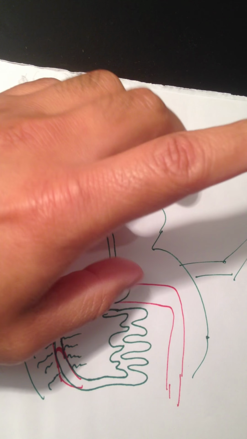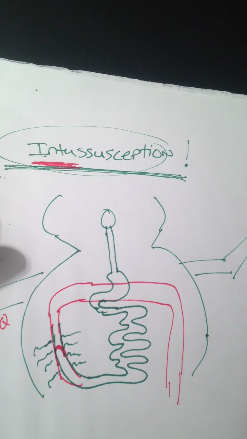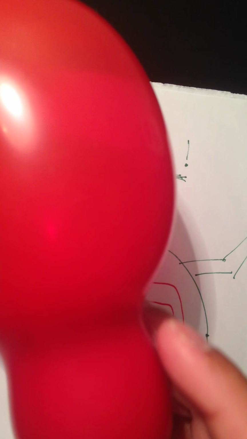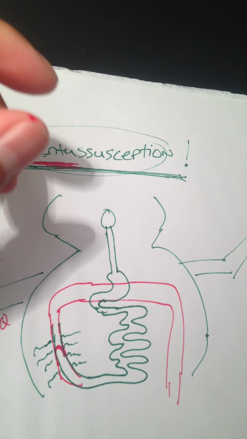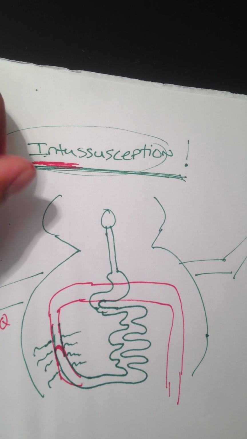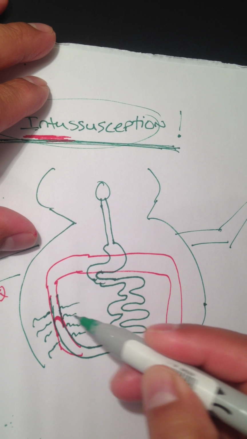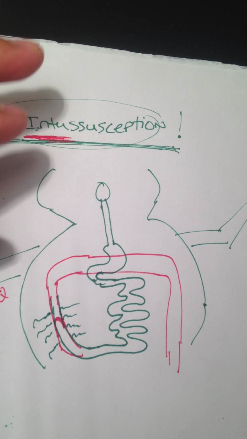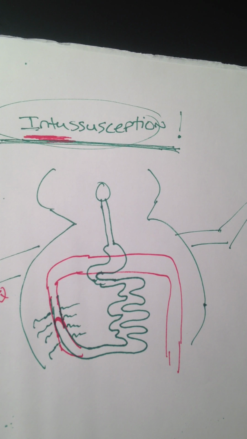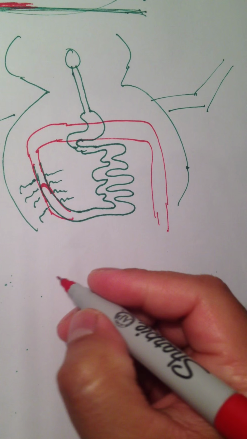They're going to become obstructed, they're going to become occluded, they're going to be pinched off. So what happens when you, for example, pinch off your finger? You stop circulation to the tip, right? Blood flow cannot go through. So one of the things that you worry about with intussusception is, for example, decrease of blood flow to the bowel. So let's remember that.